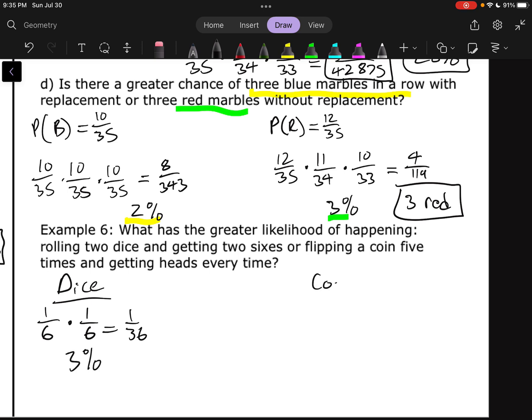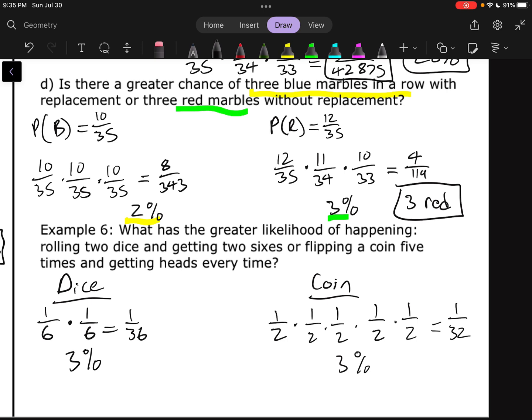And then the coin, if we flip a coin 5 times and get heads each time, well, how many sides are heads? Just 1 out of 2, right? So I need to do 1 out of 2 times 1 out of 2 times 1 out of 2 times 1 out of 2 times 1 out of 2. I need 5 flips there. This is 1 out of 32, which would give me about 3%.